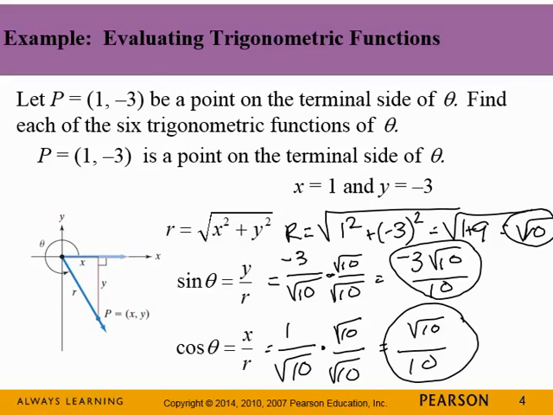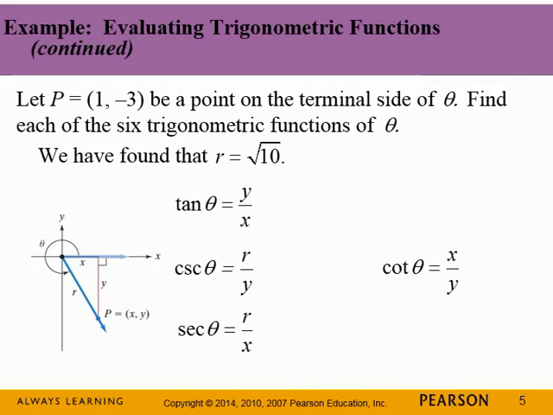So we're going to look at the other examples of this. We know r is square root 10, and we found sine and cosine. So pause the video and try to solve for tangent, cosecant, secant, and cotangent. You're going to do the same thing. Your point is still (1, -3), so x still equals 1 and y equals negative 3. So pause your video and see if you can solve this one on your own.